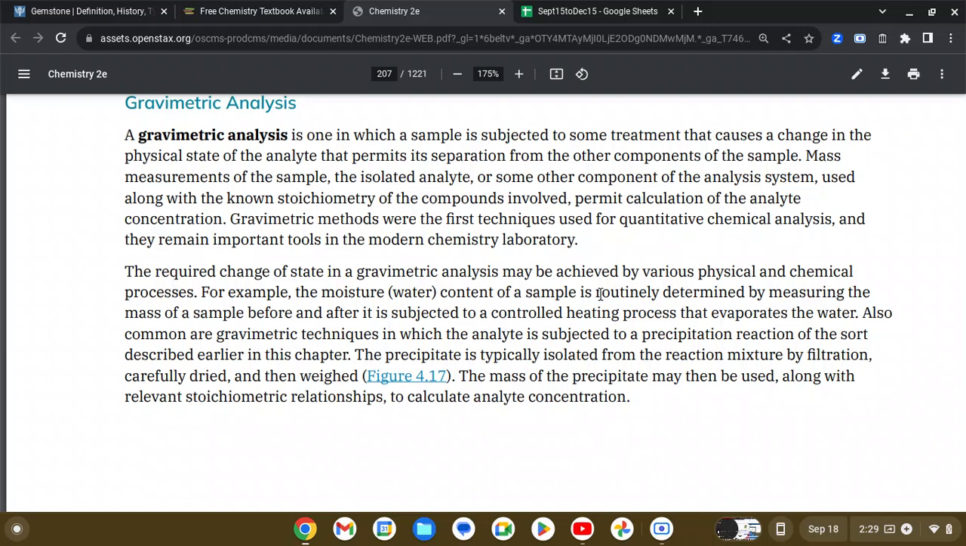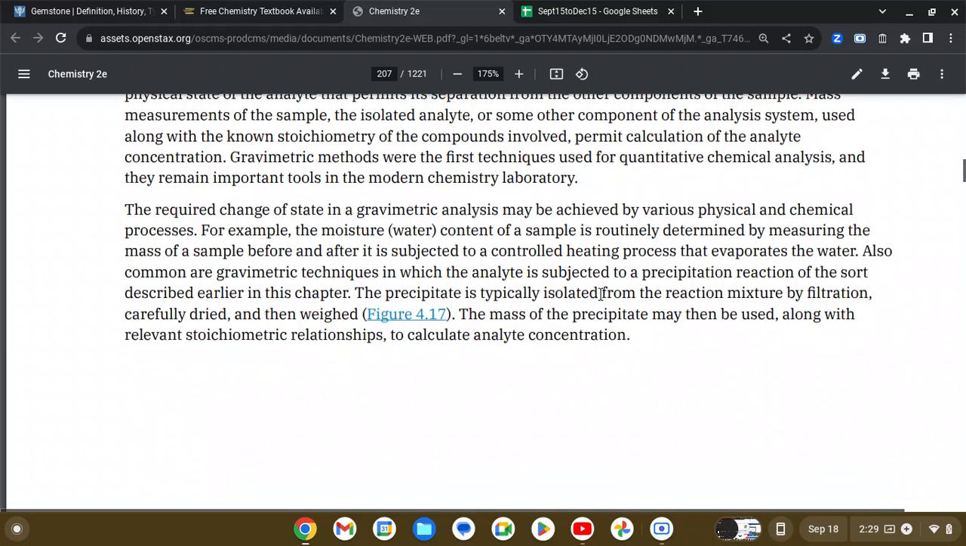Also common are gravimetric techniques in which the analyte is subjected to a precipitation reaction of the sort described earlier in this chapter. The precipitate is typically isolated from the reaction mixture by filtration, carefully dried, and then weighed. The mass of the precipitate may then be used along with relevant stoichiometric relationships to calculate analyte concentration.